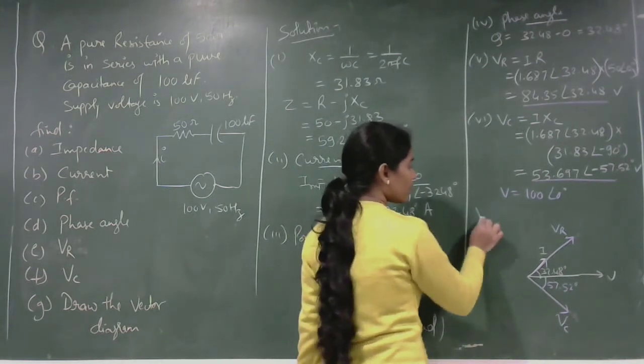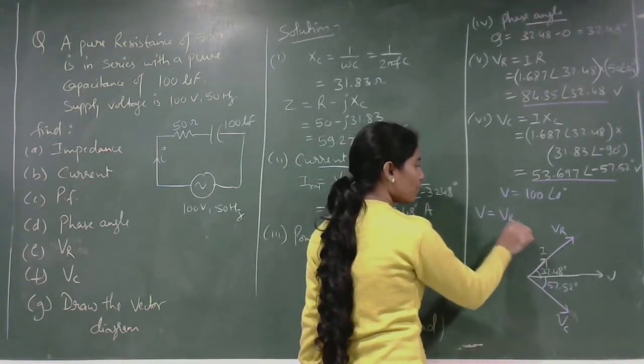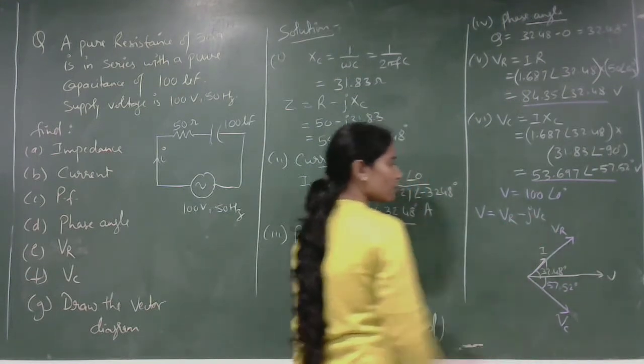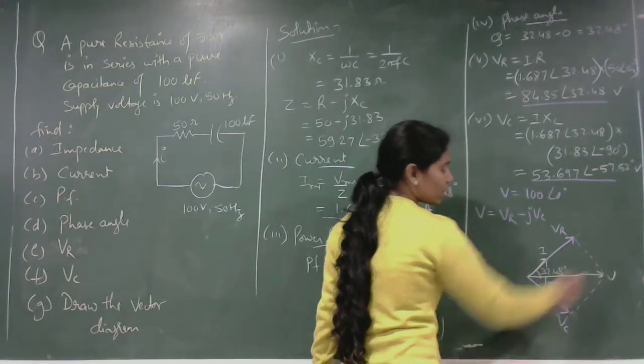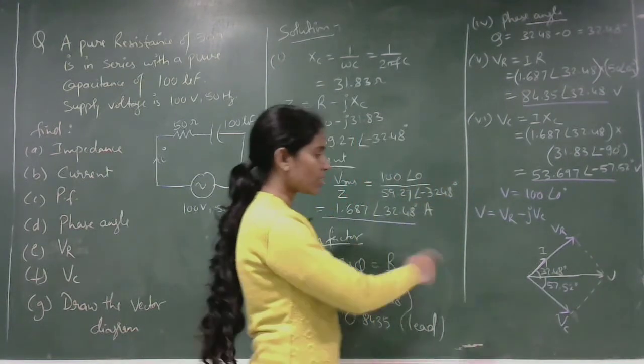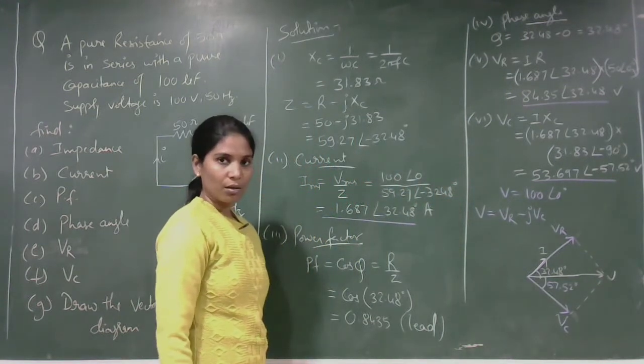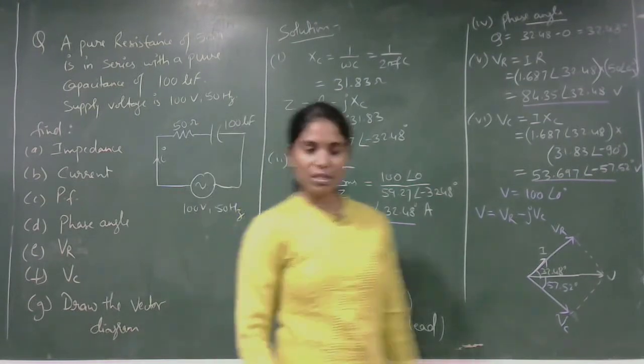And we know that supply voltage V is the phasor addition of these two vectors. So we can take the phasor addition of these two, and the resultant will be supply voltage V. So this is the phasor diagram for this question. So this is about the solution of the series RC circuit.